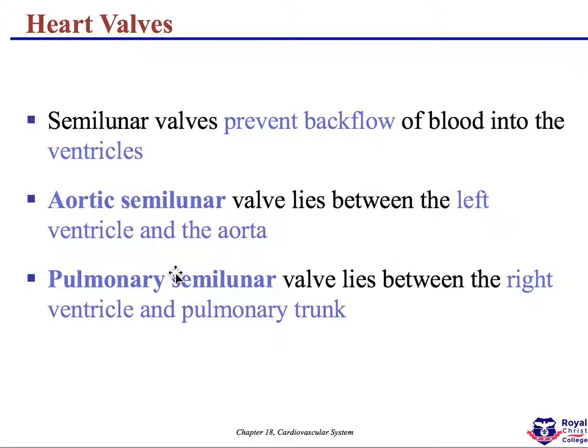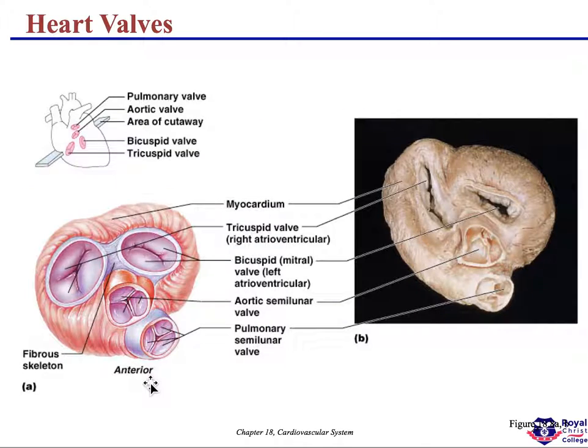Now you have semilunar valves. You've got the aortic semilunar valve and the pulmonary semilunar valve. Their function is to prevent backflow. So this is the anatomy, or how the heart valves look.